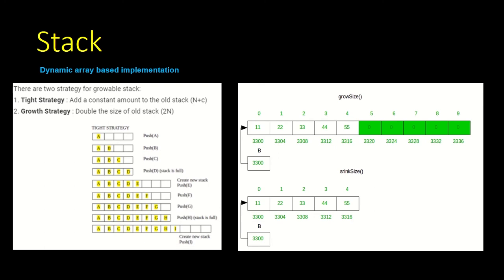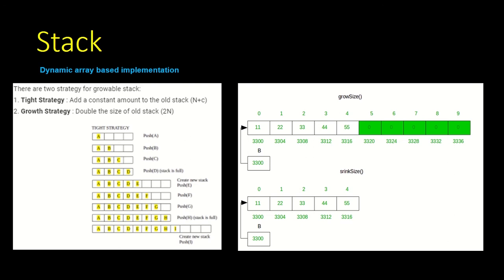So in the dynamic array-based implementation, there are two strategies for a growable stack. First is the tight strategy, and the second is the growth strategy. In the tight strategy, what it does is add a constant number to the size of the stack, while in the growth strategy, it doubles the size.